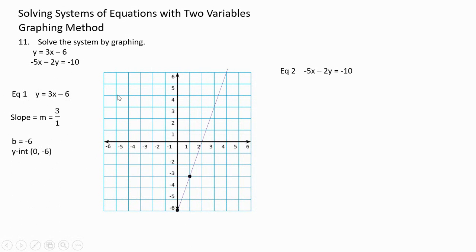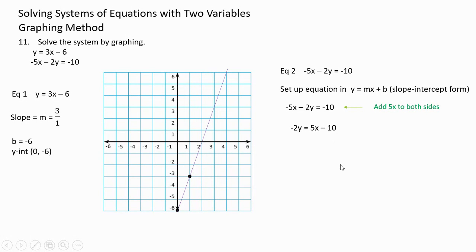Now, let's do equation number 2. Equation number 2 is not in slope-intercept form, so I have to rewrite it in this form. So I'm going to add 5x to both sides. Then I'm going to divide both sides by -2. So this is my result. Now my slope is -5/2. And my b is 5, so my starting point will be 0, 5, which will be my y-intercept.